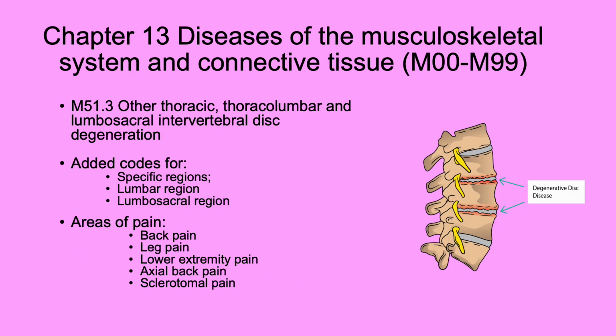Okay, moving on to chapter 13. So we're kind of hitting a little bit in each chapter. Under M51.3, other thoracic, thoracolumbar and lumbosacral intervertebral disc degeneration, they added codes for specific regions, for lumbar region and lumbosacral region, and specific areas for pain, back pain, leg pain, lower extremity pain, axial back pain, sclerotomal pain. So again, very specific codes within this. Added additional codes for more specificity.